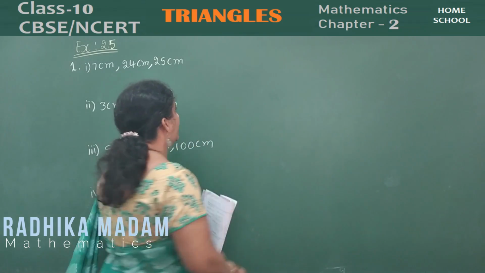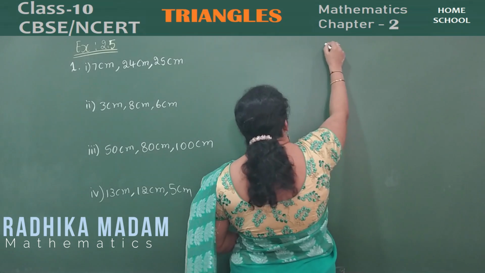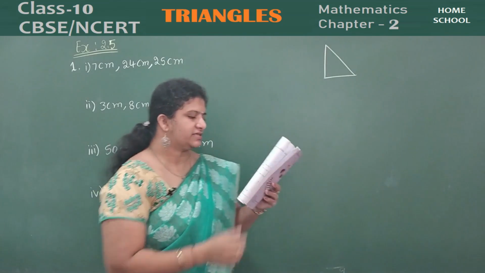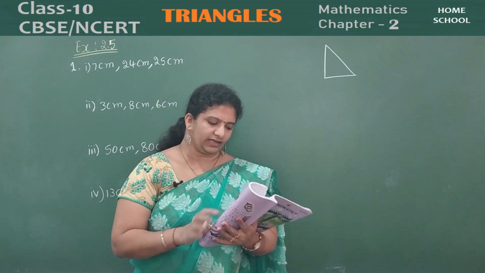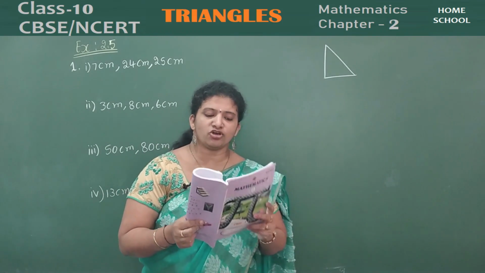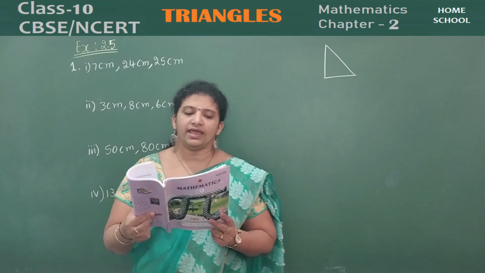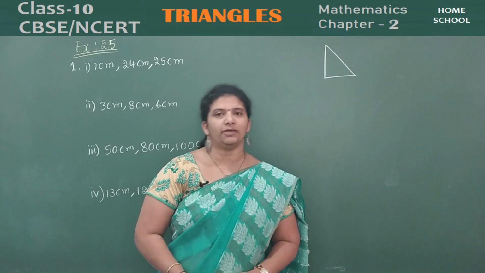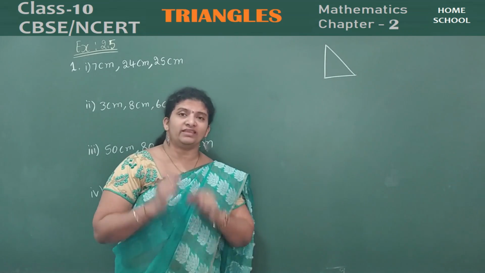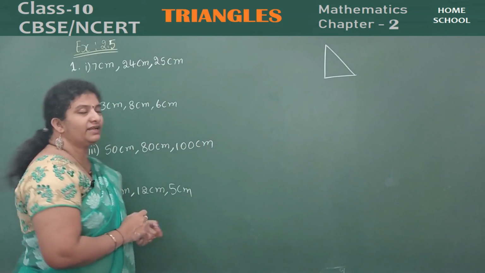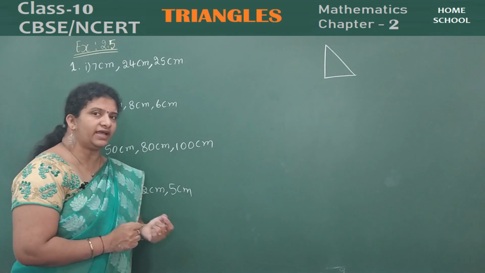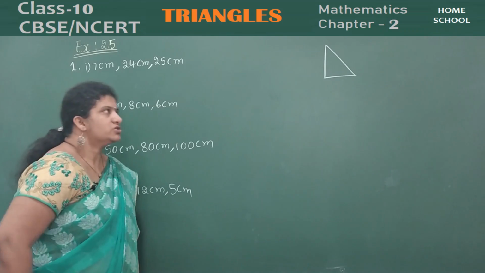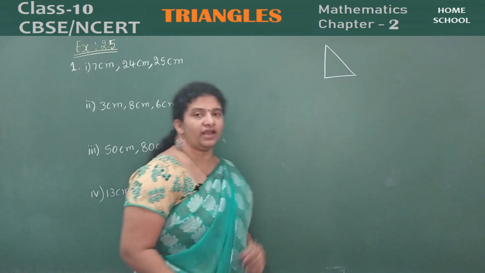Sides of triangles are given below. So let me draw a triangle here. Sides of triangle are given below. Determine which of them are right triangles. In case of a right triangle, write the length of its hypotenuse. Check whether these are right triangles or not. If it is a right angle triangle, find the length of the hypotenuse is your question.